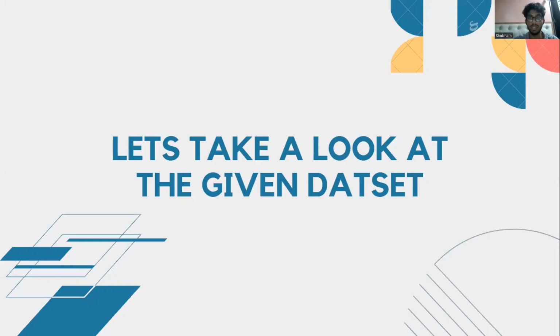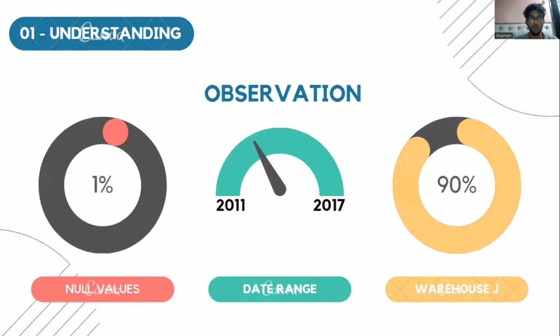Let's take a look at the given data set. So first of all, we will be understanding what the data set is. The data set which we are given for product demand forecast shows that we have concluded various observations, like there is 1% null values. The data ranges from 2011 to 2017, and the warehouse J is about 90%. There are a lot more observations which I will show while demonstrating the project.